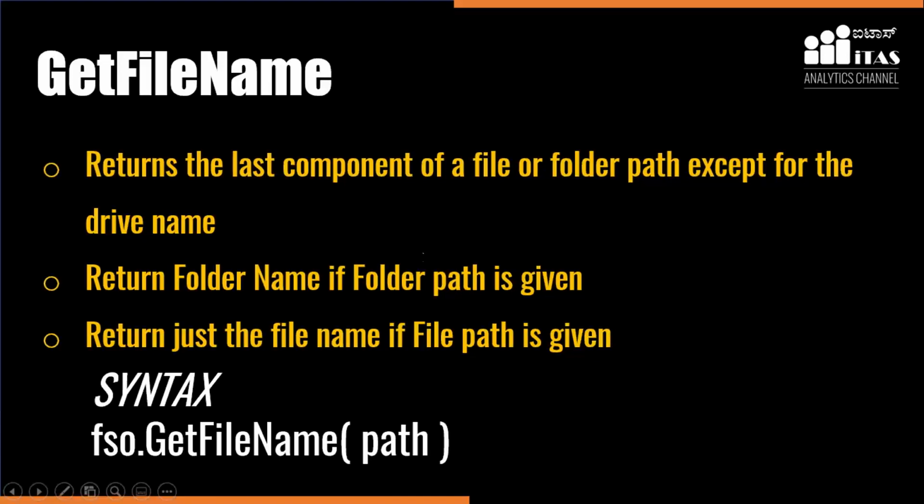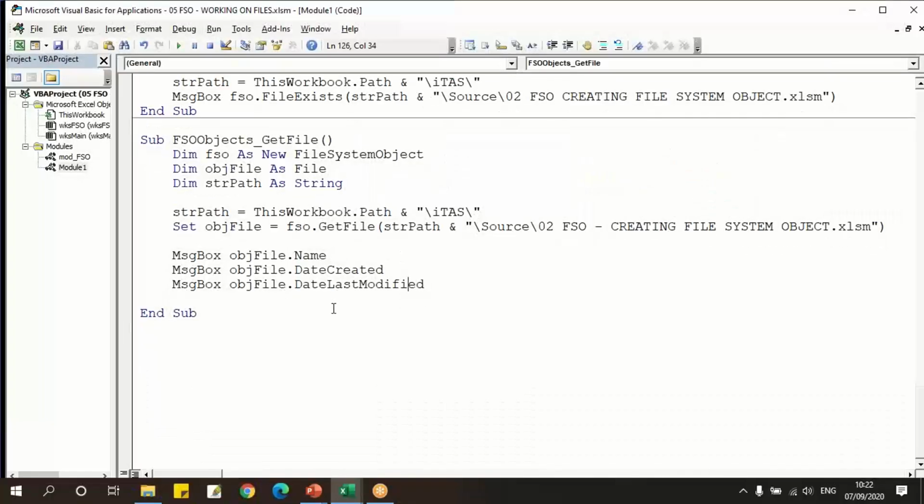Next one, get file name. Suppose if I'm mentioning the path and I want to get only the file name in that path, then I can use this get file name. Or suppose if I'm mentioning only the folder, up to the folder, then it will give me the folder name. So it depends whether I'm specifying the folder or the file name. Right. Let's go back. Say sub FSO objects get file name.